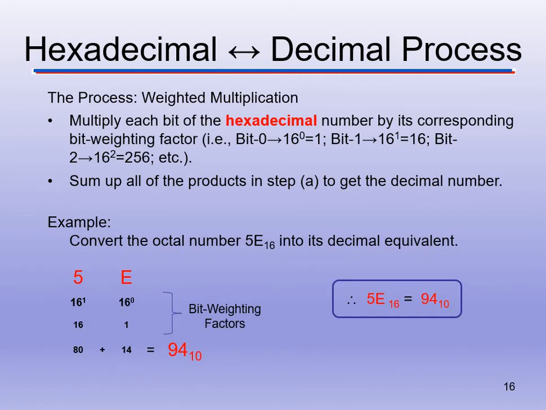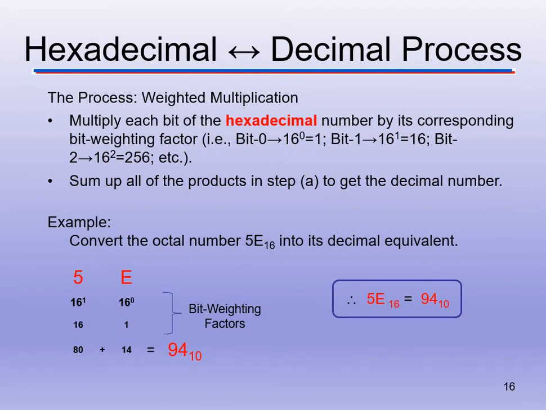So we're going to take 16 to the 0 times E. 16 to the 0 is 1. Remember, anything to the 0 power is 1. E is 14. So we're going to take 1 times 14, and we're going to get 14. Then we're going to take 16 to the first, which is 16. 16 times 5 is 80. So we can take 80 plus 14, and that gives us 94 in base 10.